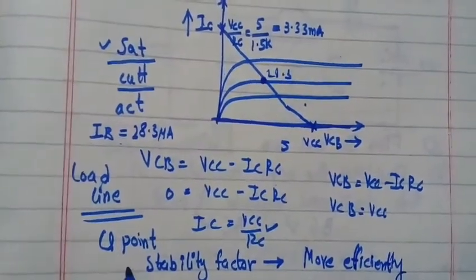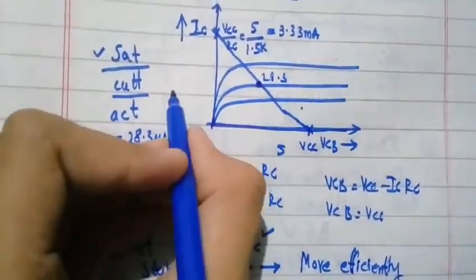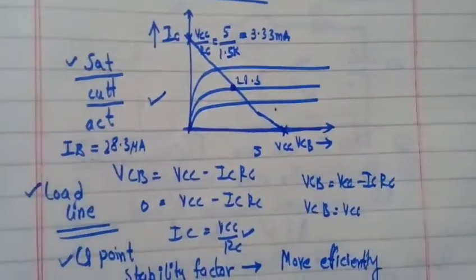So guys, we found the Q point of the transistor, found the load line, plotted the output characteristics, and found the values of IC and VCB.